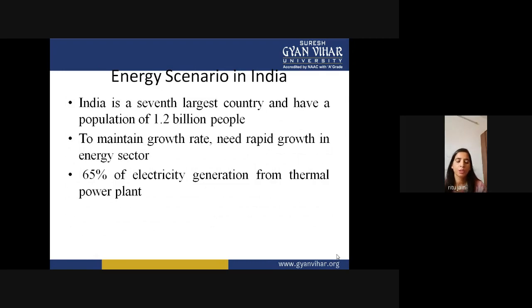And 65% to 75% of electricity generation comes from thermal power plants. So totally 75% of energy generation is dependent upon coal, which is a fossil fuel, and one day it will be depleted. So we have to be careful about this, and we have to think about how we can conserve our fossil fuel.